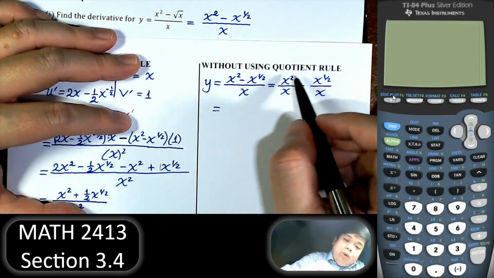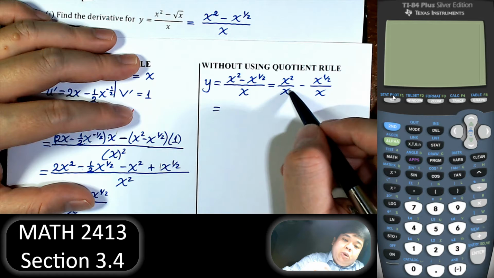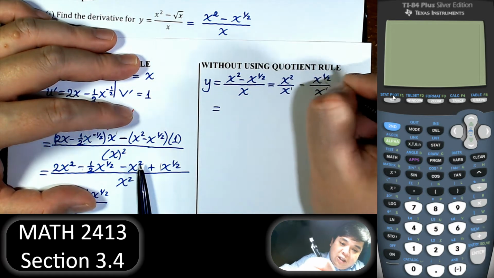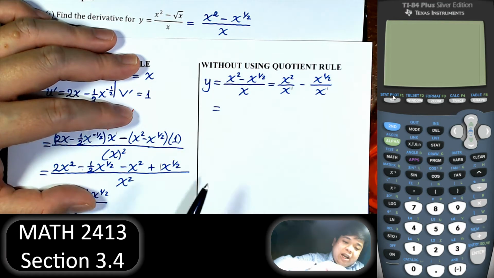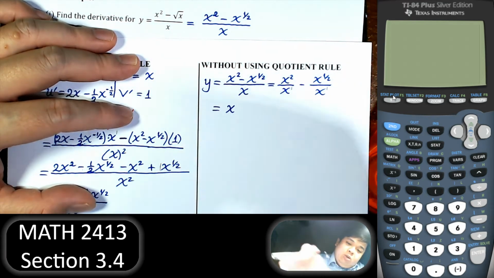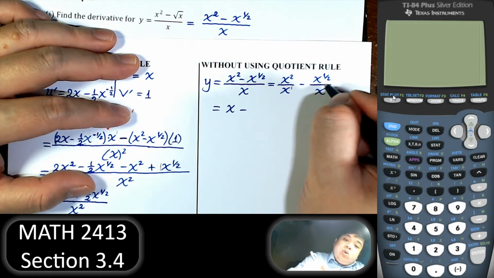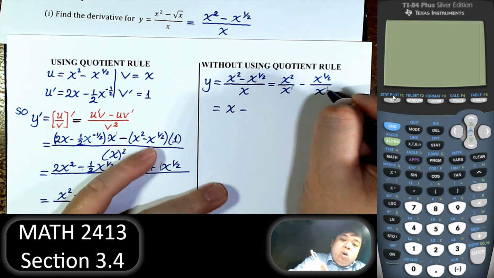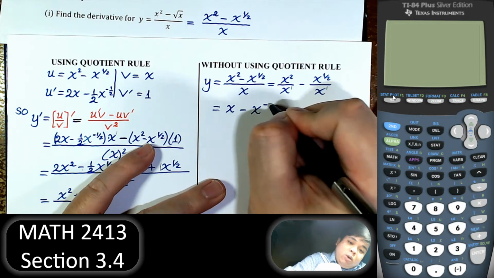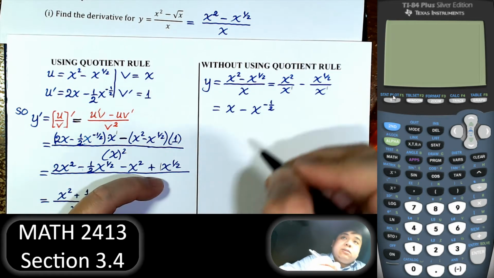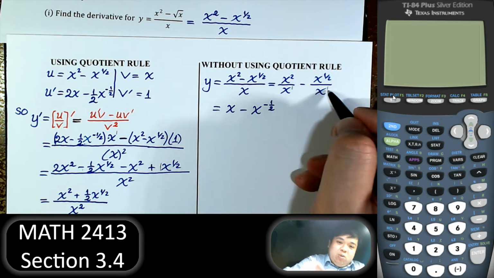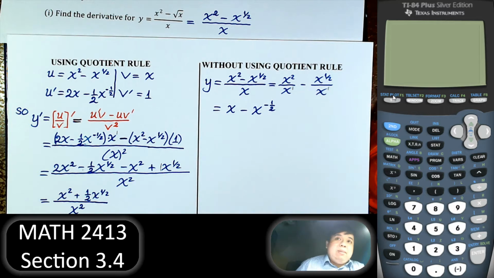Now, when we divide, we subtract the exponent. 2, by default this is to the first power, 2 minus 1 is 1. So x squared over x is x to the first power, or just x. X to 1/2 over x, when we divide, we subtract the exponent, 1/2 minus 1, so that's minus 1/2. Just like that, right? When we divide two things with the same base, we subtract the exponents.